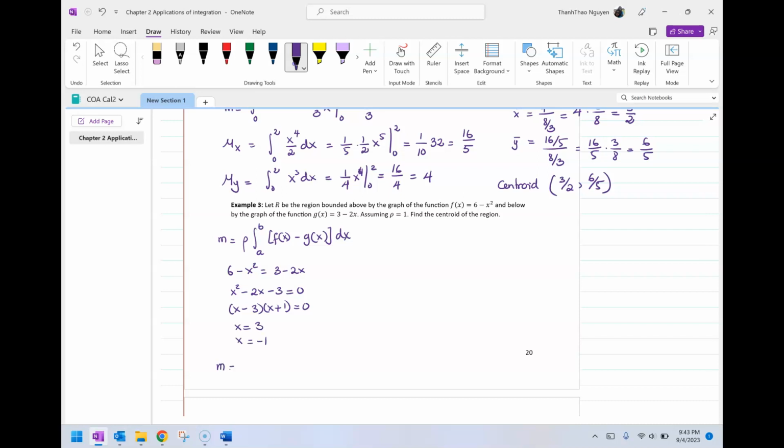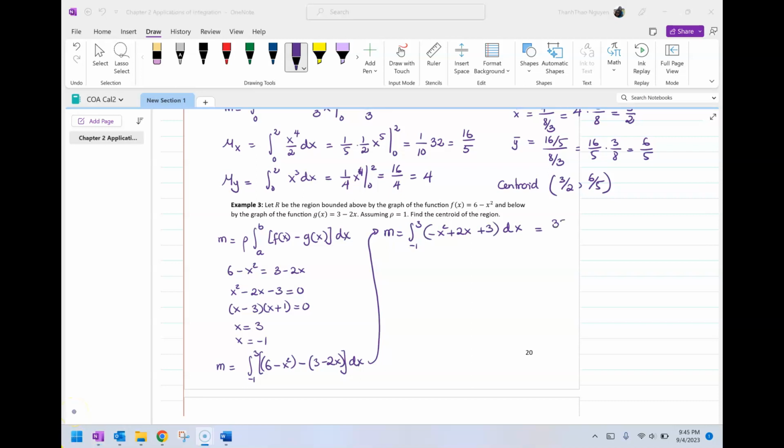So the mass is the integral from -1 to 3, rho equals 1, of 6 minus x squared minus 3 minus 2x dx. Okay. And evaluating this integral, we get 32 over 3.